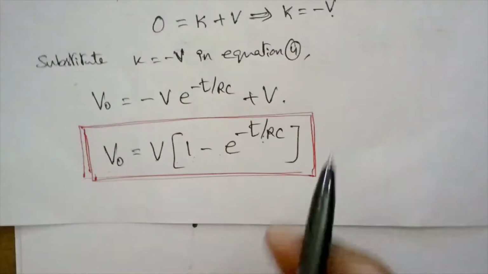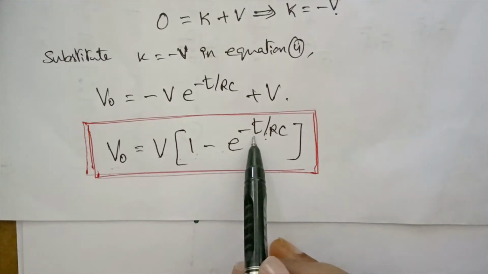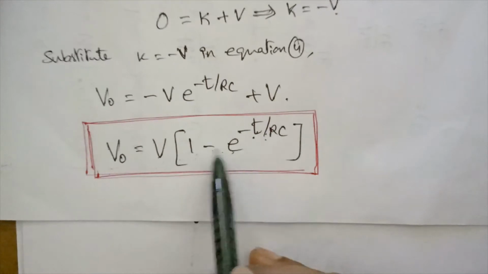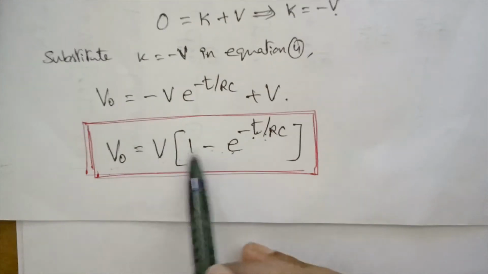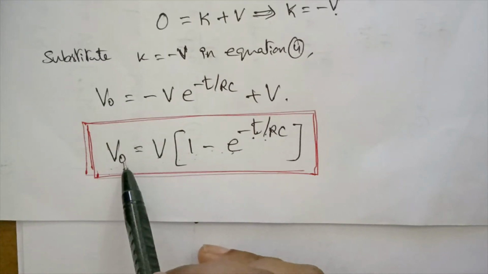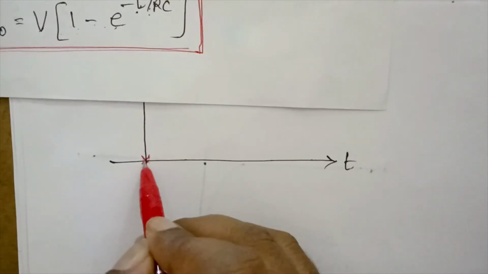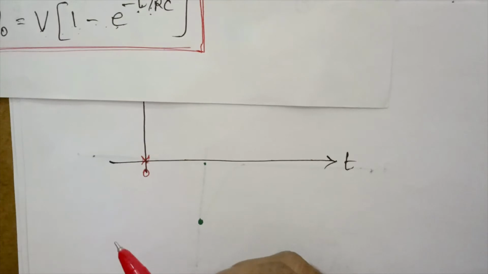Now the first one, if I substitute t equal to 0, then what happens? E power 0 value is 1. 1 minus 1 is 0. So 0 into V is 0. So the V naught value is 0 when t is equal to 0.